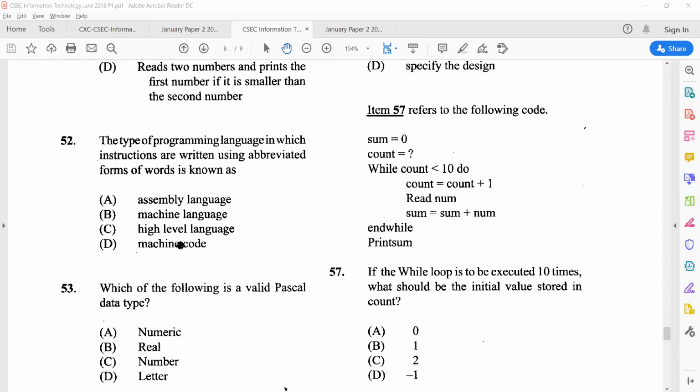All right, 52. The type of programming language in which instructions are written using abbreviated form of words is known as, and we did this at the beginning of class. What's the answer for 52? Anybody remember? Right, so that is known as assembly language. Assembly language.